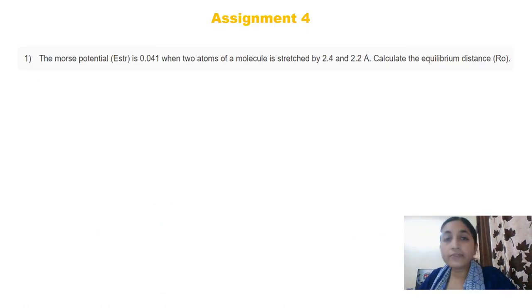So now assignment 4. In assignment 4 also, in question number 1, the Morse potential is 0.041 when two atoms of a molecule are expressed by 2.4 and 2.1 angstrom. Calculate the equilibrium distance. This question is also, I think, incomplete because we need the constant value. The constant value is missing here, so we can't calculate. So we just leave it as such.